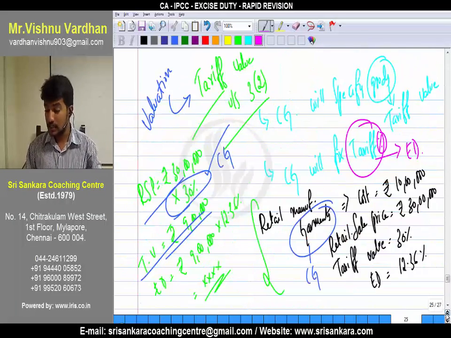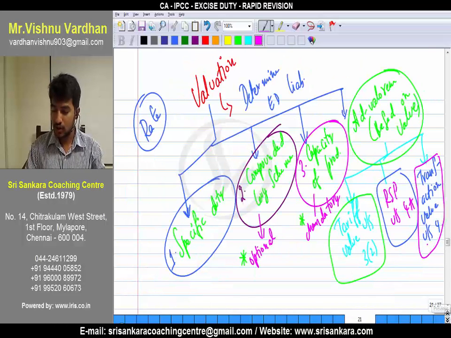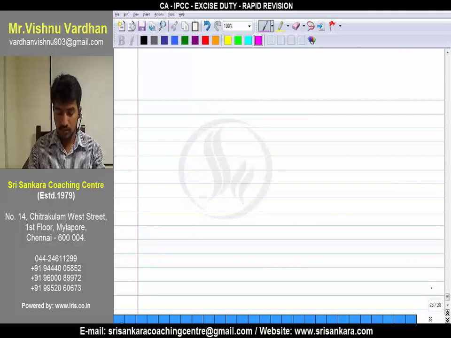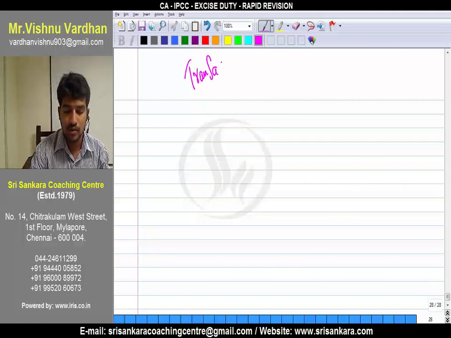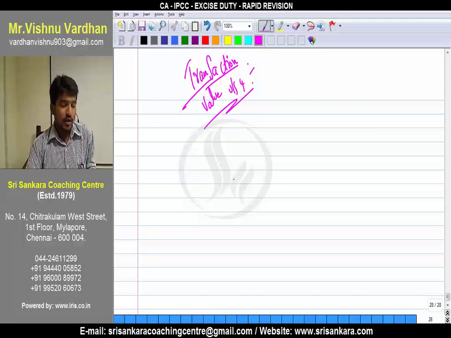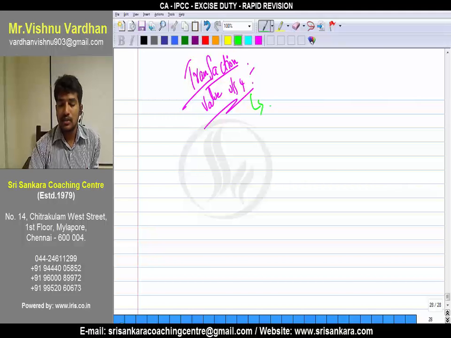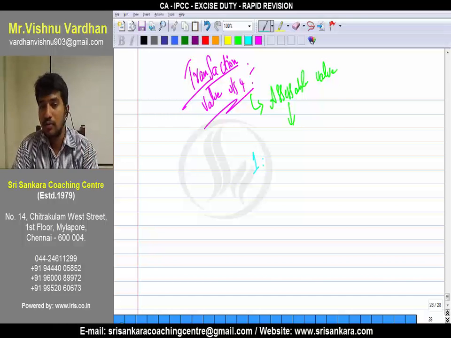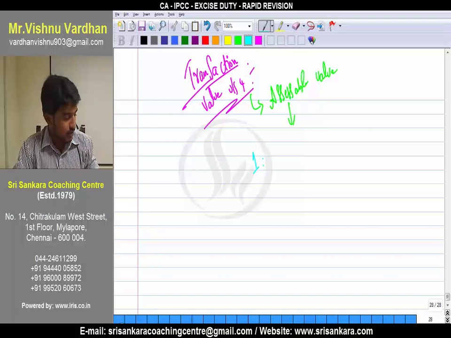So now we will see the last concept in the valuation methods: transaction value under Section 4. Under transaction value, what is the value? Actually, assessable value itself will be taken as the transaction value. We will see what assessable value is and when this is applicable. Assessable value will be applicable if three conditions are satisfied. Transaction value under Section 4 talks about the value on which excise duty should be levied. So for that the value shall be the assessable value. So what is assessable value? We will see.